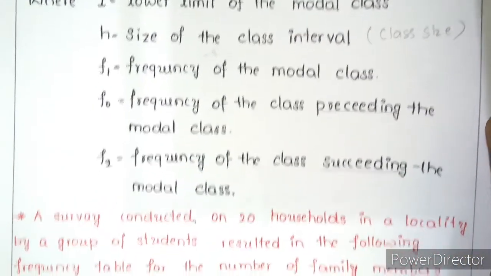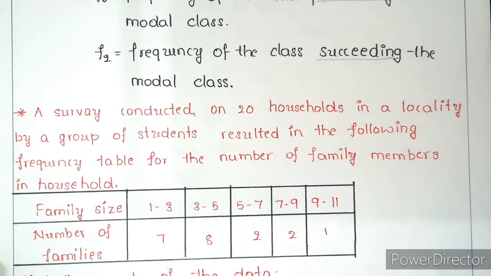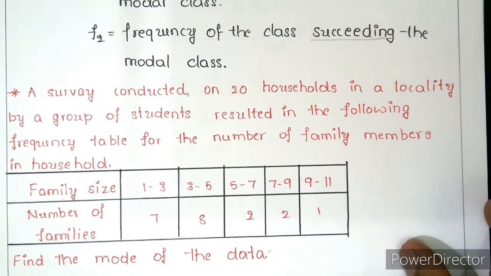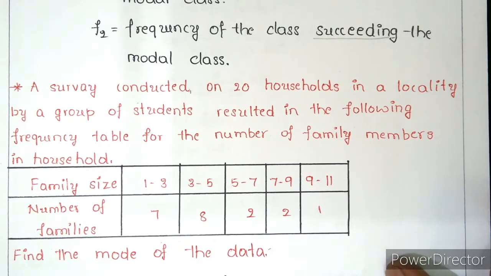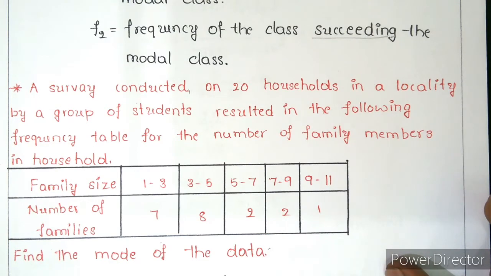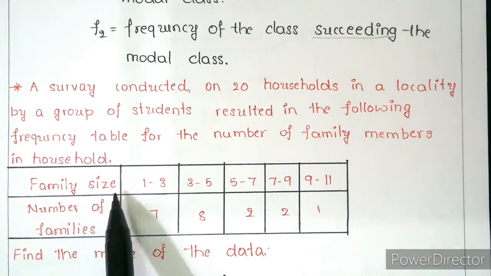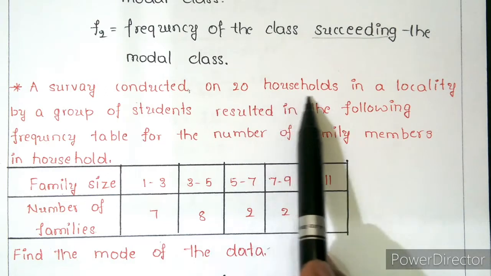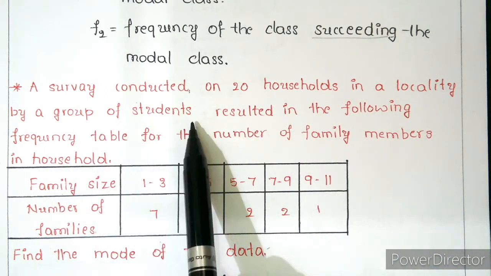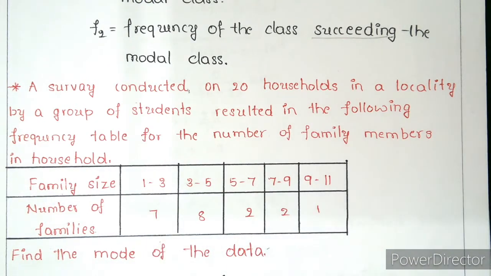So you have to go through some applications, then you will know that. So you understood what the mode is, what the preceding modal class is, and what the succeeding modal class is. A survey conducted on 20 households in a locality by a group of students resulted in the following frequency table for the number of family members in a household.